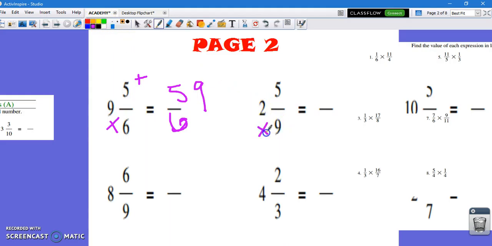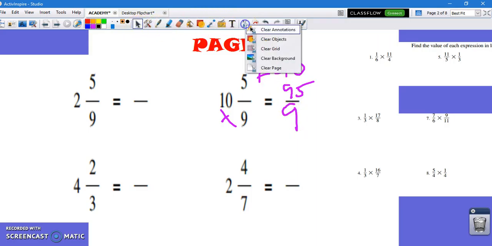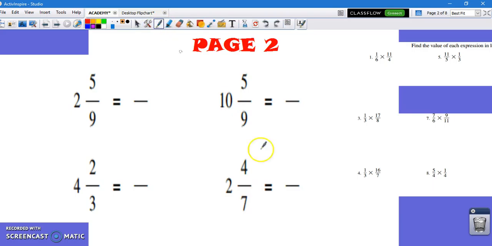Next one, 9 times 2, which is 18, plus 5: 19, 20, 21, 22, 23. This will be 23 over 9. You do not have to try to simplify these or reduce them to smaller fractions. Just leave them as they are. Okay? So, next example, 10 times 9 is 90, plus 5 gives me 95 over 9.